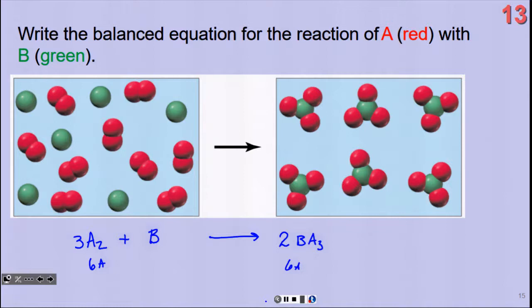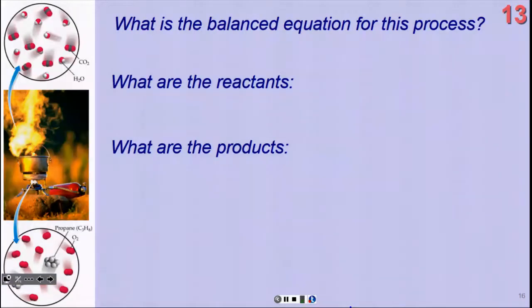But now we have to have some more B. So let's put in 2B here. And so 2B on the left and 2B on the right. All is good. That was not very tricky. All right, so here's another one that's altogether different.